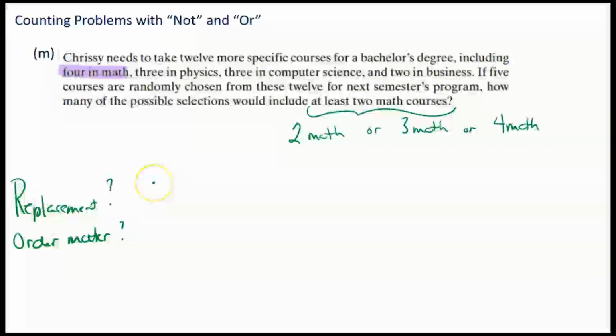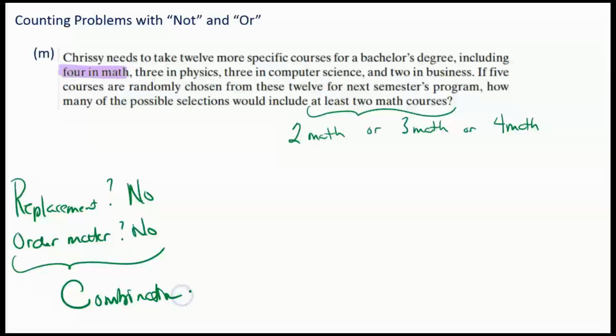So replacement, no. Anytime it's without replacement, then you can use a combination or a permutation. Now, does order matter? No, because if we select 5 classes, it doesn't matter if math is the first class selected or physics is the first class selected, right? Because when you take classes, that's just not an issue as far as just picking 5 classes to take. So if you do not have replacement and order does not matter, you're dealing with a combination.